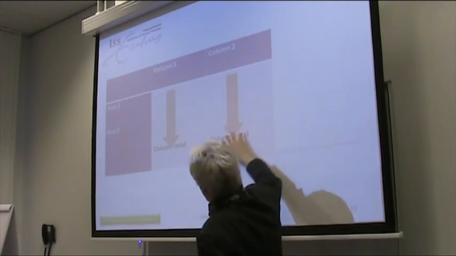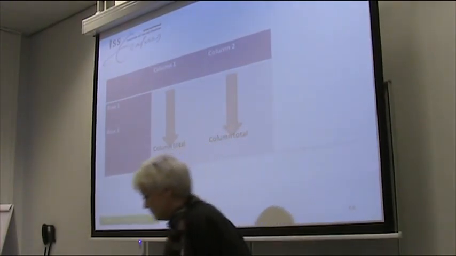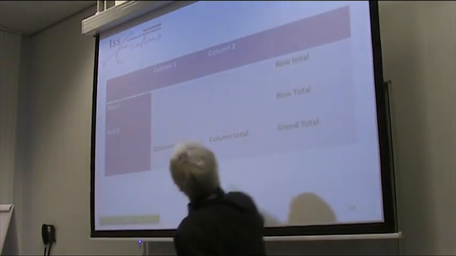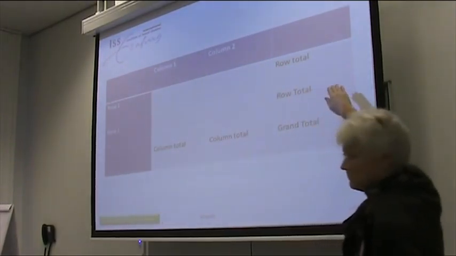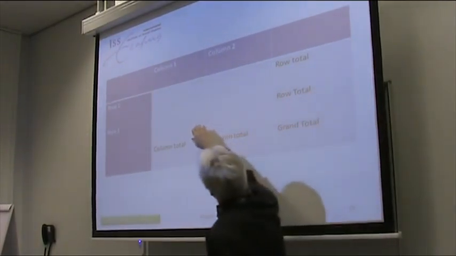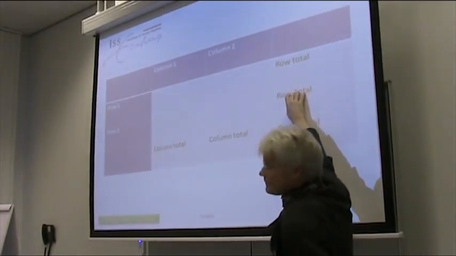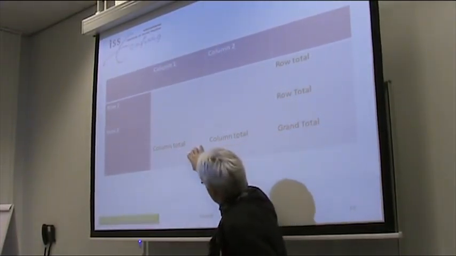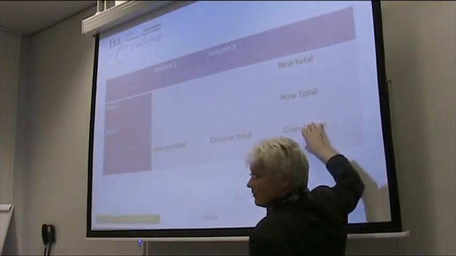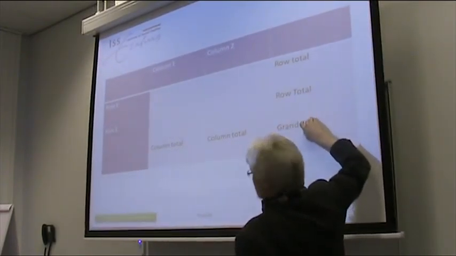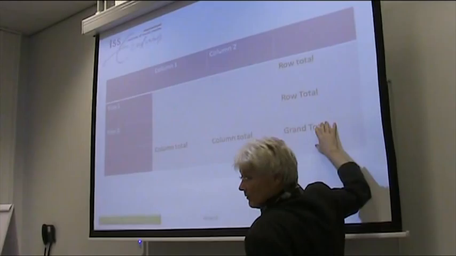Each column, if you add up, will give you the column total. Now what is the nice thing? You can also add up the row. So then you add up horizontally. And again you get numbers. And then when you add up this, it gives you the grand total. And when you add up this, it also gives you the grand total.